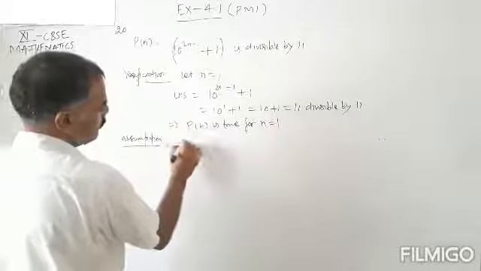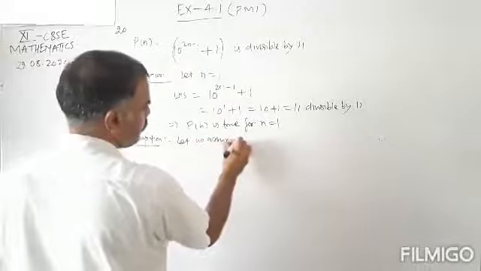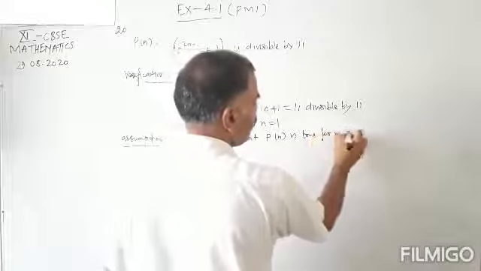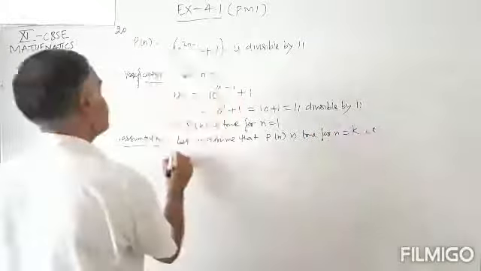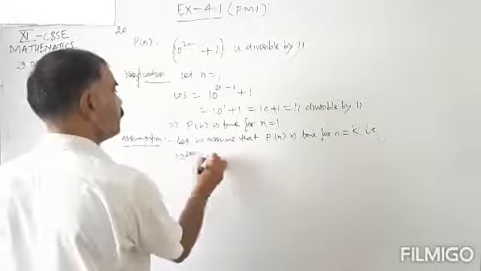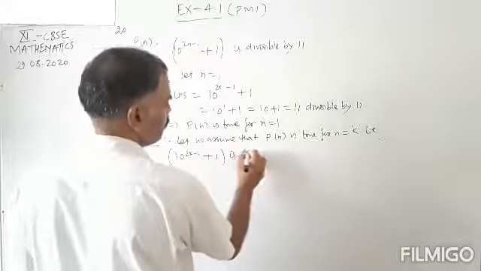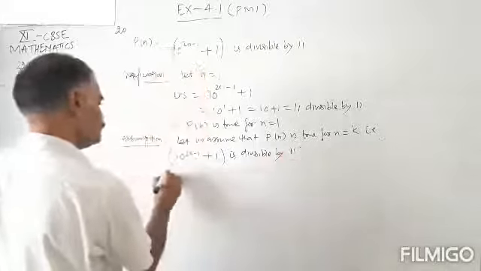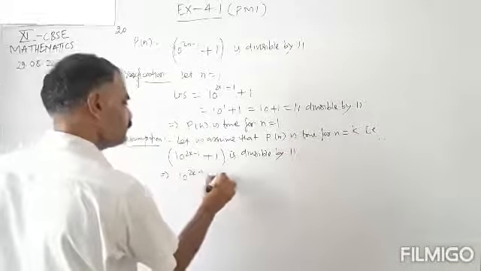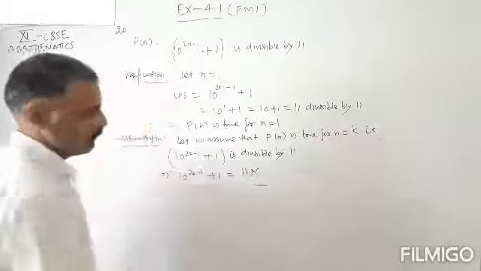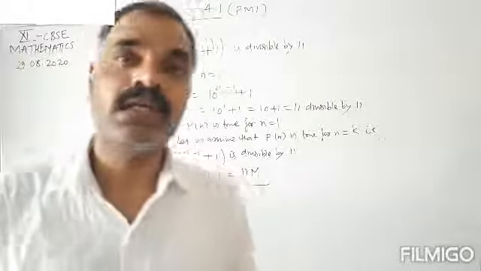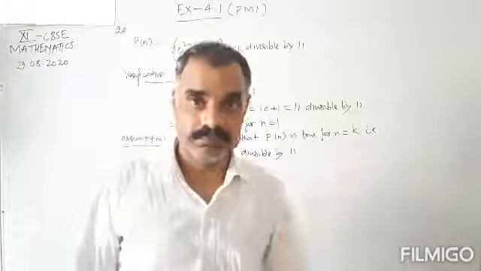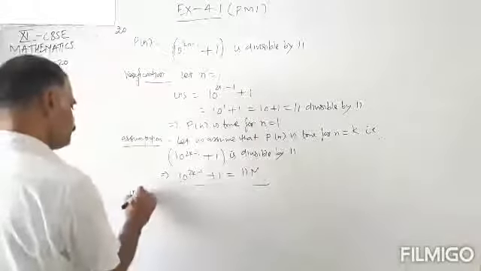Now second step is assumption step. Let us assume that Pn is true for n equals to k, that is 10 to the power 2k minus 1 plus 1 is divisible by 11. That is 10 to the power 2k minus 1 plus 1 is equals to 11 into m. When it is divisible by 11, it means it is a multiple of 11. That is why 11m.